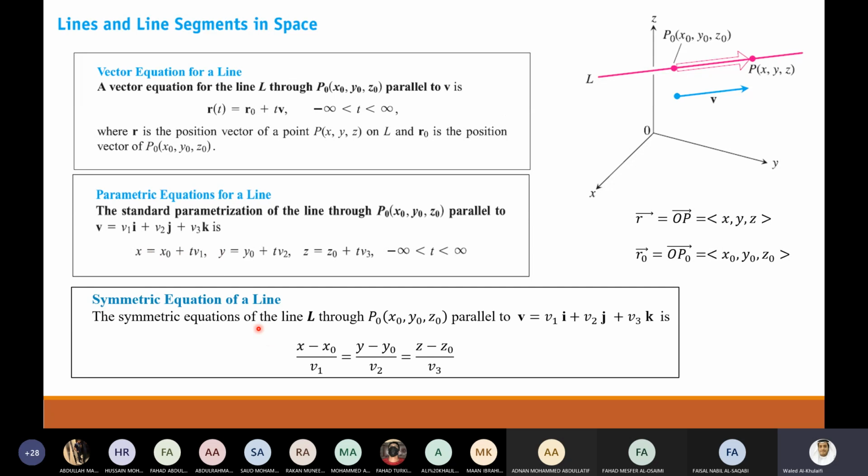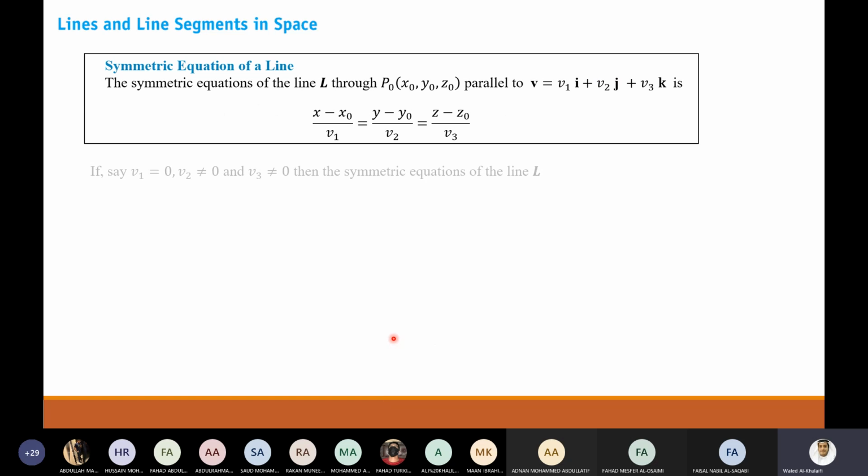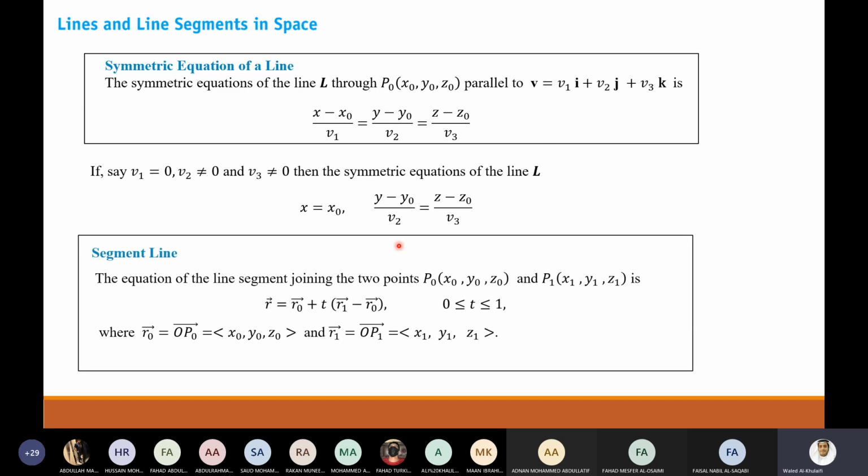And then there is what we call the symmetric equation of the line. It's basically when you solve for t in each one of them and you equate, you will get these, which we call the symmetric equation of a line. And then we said what would happen if one of the components of this vector v is 0, that we have this situation, similar to this one. And this is the equation of the line segment, which is almost the same as the equation of the line, except we restrict the t.